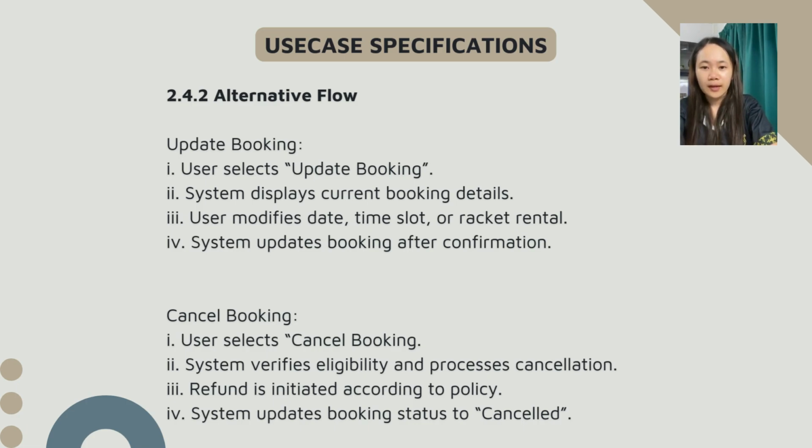Alternative flow for update booking. The user selects the update booking option and the system displays the current booking details. The user can modify the date, time slot, or racket rental if needed. After confirmation, the system updates the booking with the new details. For cancel booking, the user selects cancel booking and the system checks whether cancellation is allowed. If it is eligible, the system processes the cancellation, initiates the refund according to the policy, and updates the booking status to cancelled. This is to ensure the booking record remains accurate.